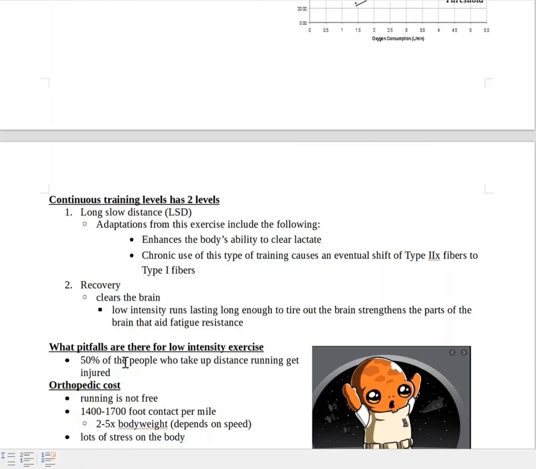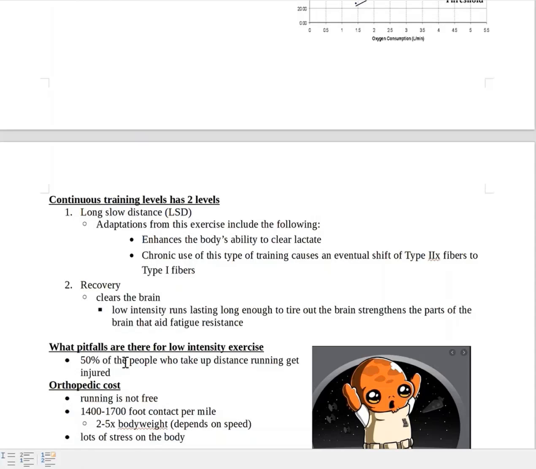So continuous training has two levels. It has long, slow distance, and it has recovery. So for that long, slow distance, adaptations from exercise include the following: it enhances the body's ability to clear lactic acid. We have three types of fibers in our body. We have type 2X, 2A, and type 1. What's kind of cool about type 2X is that it's kind of intermediate.